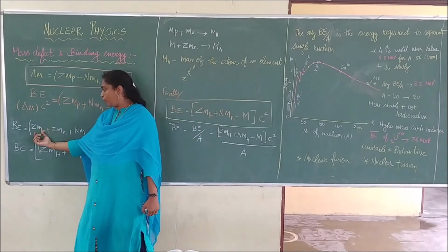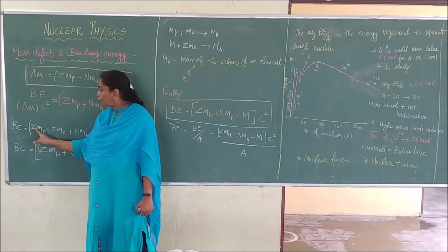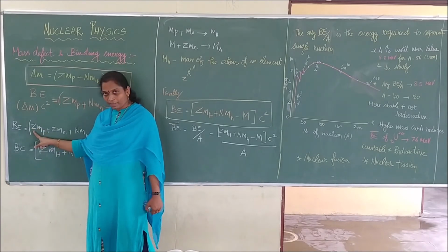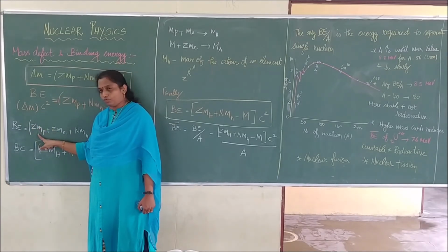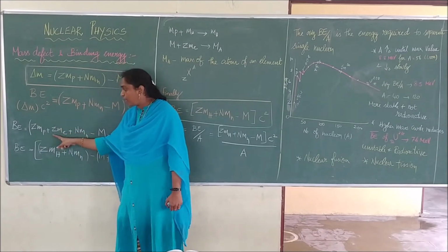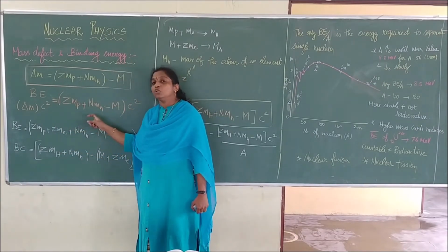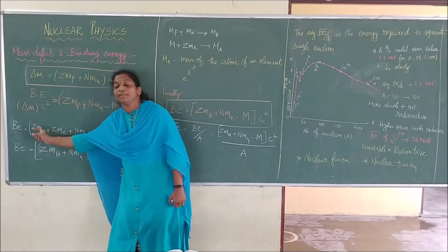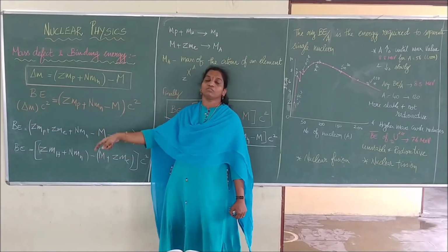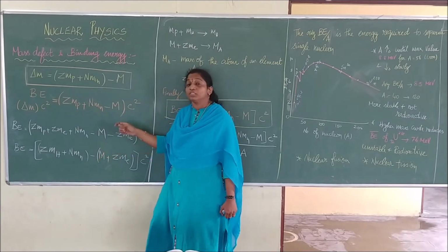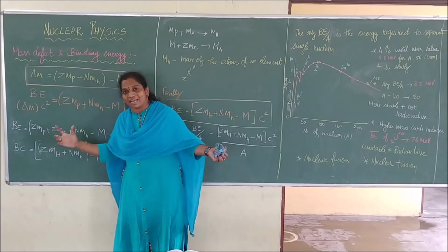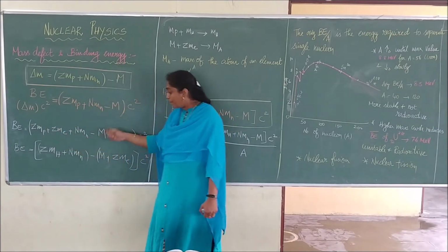So, mass of a proton. Mass of proton means what? The total number of protons, that is the atomic number, into the mass of a proton, plus atomic number into the mass of an electron, then neutron number into the mass of a neutron. So we have individually calculated all three things present in an atom, which will give you the total mass. So, that is the calculated mass.